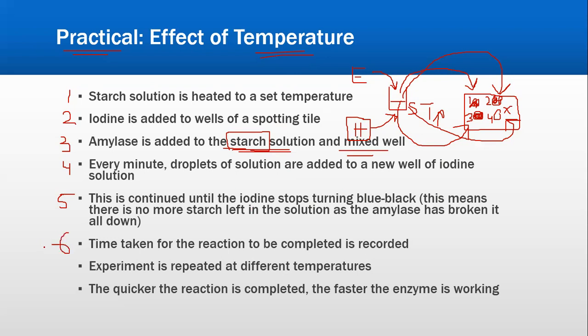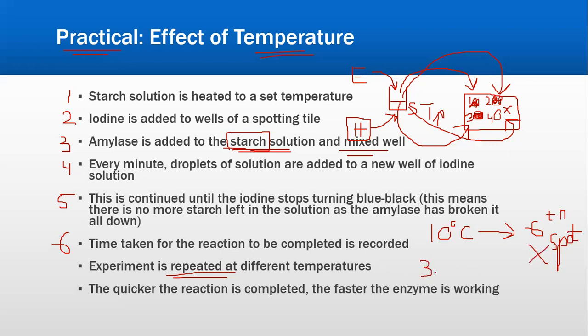Time taken for the reaction to be completed is recorded and the experiment is repeated at different temperatures. Now you will do the experiment at different temperatures. Why? You will check what effect it has on the time, how much time it takes for the starch to be completely broken down. Let's say at 10 degrees Celsius you found that it takes 6 minutes, meaning that after 6 minutes there was no more starch present.